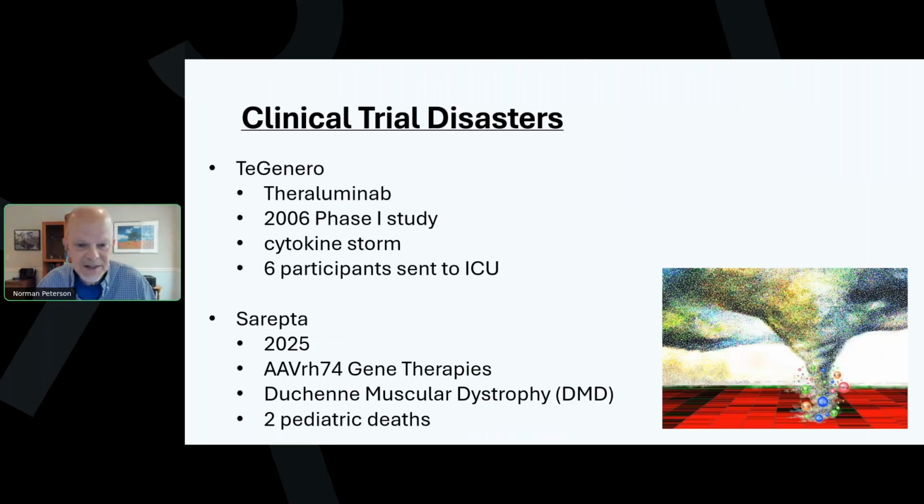So there have been a few clinical disasters, and people that advocate that the animals are not predictive use the TGN1412 study over and over again. This happened in 2006. 6 patients had a cytokine storm that the animal models did not predict. And then again, I'm aware that there was an incident in 2025. This was put into some pediatric patients that had Duchenne's muscular dystrophy that caused some death. But over a period of approximately 20 years, it's a rare occurrence.